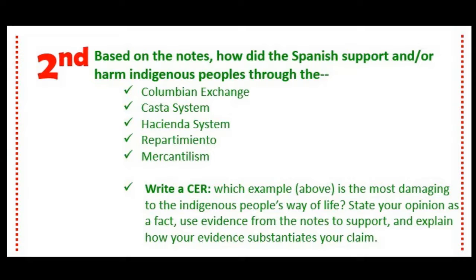And then to round out your project, you will write a CER. Which example from the above 5 is the most damaging to the Indigenous people's way of life? If you're not familiar with the CER format, it's sometimes called a short answer response. Teachers have different ways of calling it. Essentially, you're going to state your opinion as a fact.